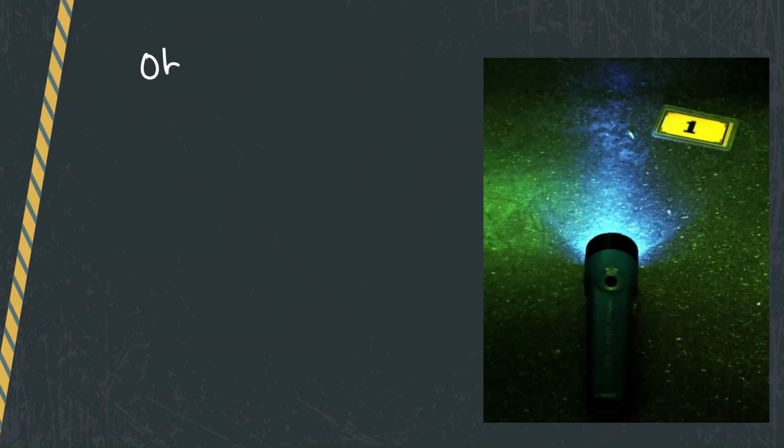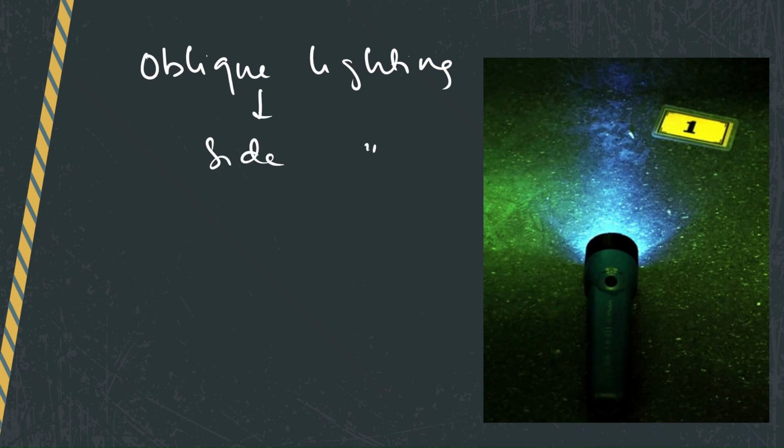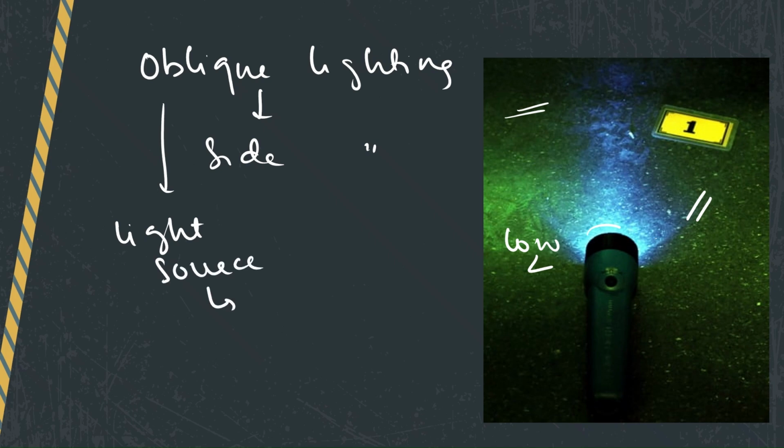Now let's talk about something which is called oblique lighting, and this is also called side lighting. Now look at this image, okay? You have a scene which is illuminated at a very low angle, with the light source almost parallel to the surface, and it causes certain materials to glow and become visible. This technique is called oblique lighting, where the light source is basically placed at a very low angle to the surface being photographed.